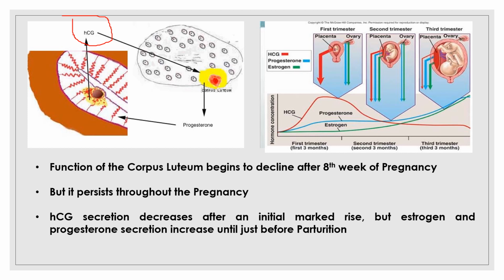Now, what will happen after 6 months, after 24 weeks, in the third trimester? You can see there is no contribution from the corpus luteum. All hormones are secreted from the placenta. And what is the proportion of these hormones? Estrogen and progesterone levels are high. But what about the HCG? HCG level is less. After the initial marked rise, it will decline. Although it will persist, the progesterone and estrogen secretion will increase and increase until just before parturition.